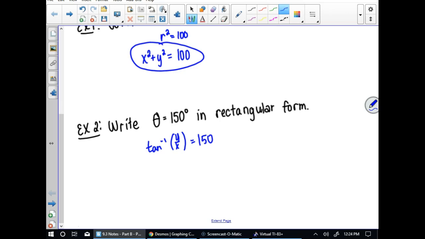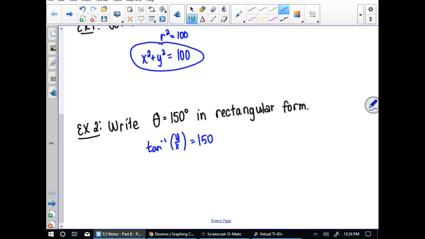Now, technically at this point, you have changed it to a rectangular equation, because there are no r's, there are no thetas. It's just x's and y's, right? So technically, this is a rectangular equation. But you don't usually see the answer choices looking like this for these problems.